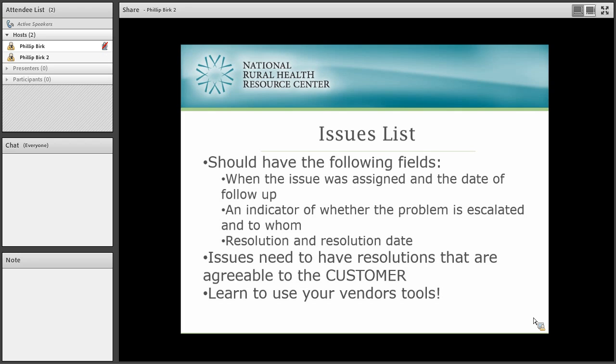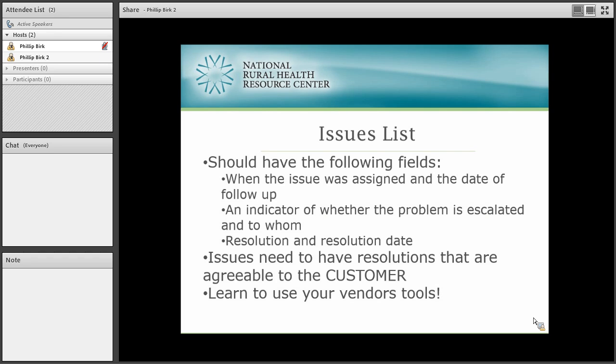So it's good to have when it was first assigned so that you can track, this one's been on here for 9 months and we think it's pretty high risk. And then that escalation, who it's been escalated to, and the resolution and date. If the problem was resolved, if it's going to be resolved in a future release, if it's going for voting, whatever that resolution is, include that on there.